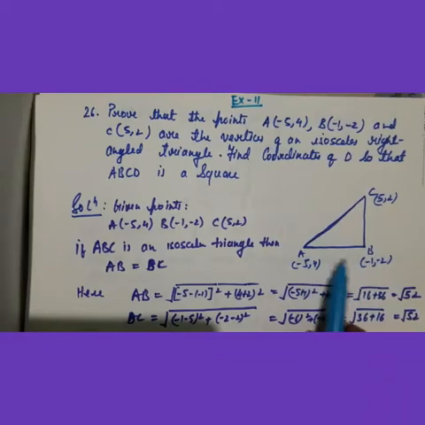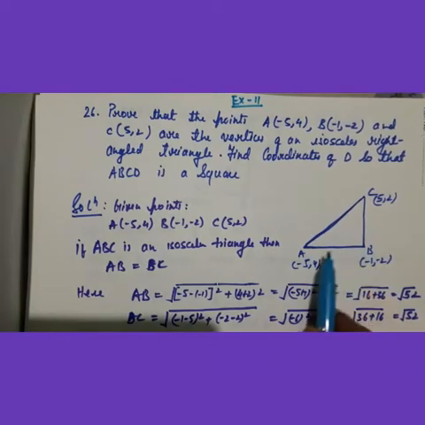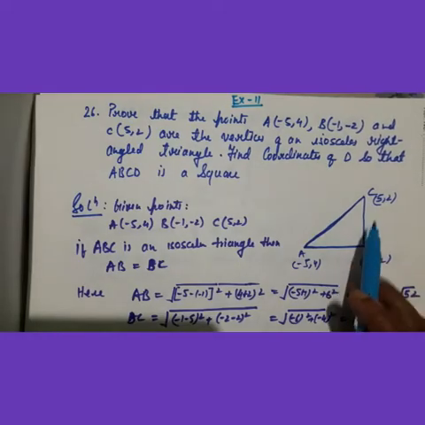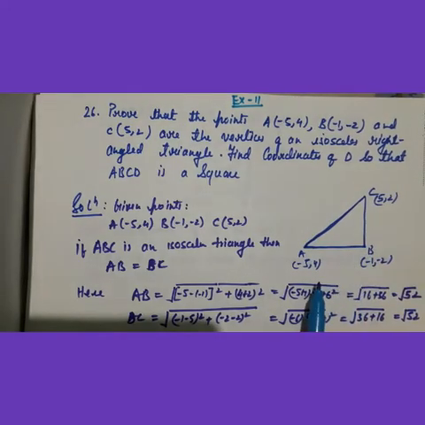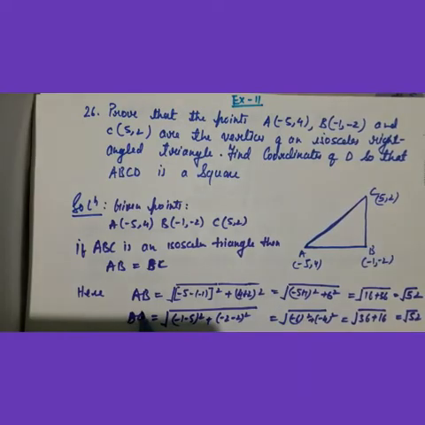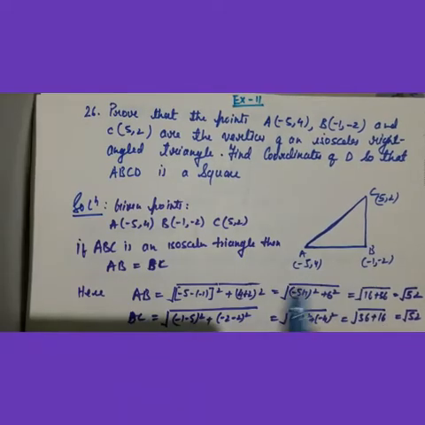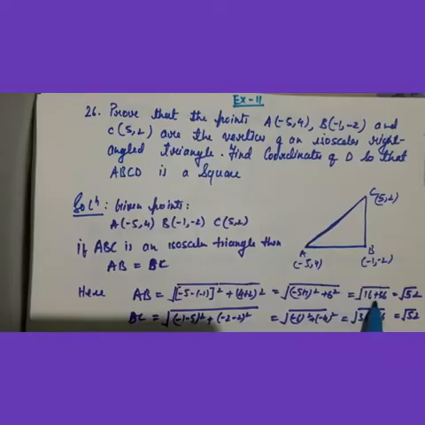Now we have to prove that ABC is an isosceles right angle triangle. So if ABC is an isosceles triangle, then AB is equal to BC. So let us see here whether AB is equal to BC or not. Using the distance formula, AB is equal to root under (-5 minus -1) the whole square plus (4 minus -2), that is 4 plus 2, the whole square. On calculating we get root under 16 plus 36, that is root 52.